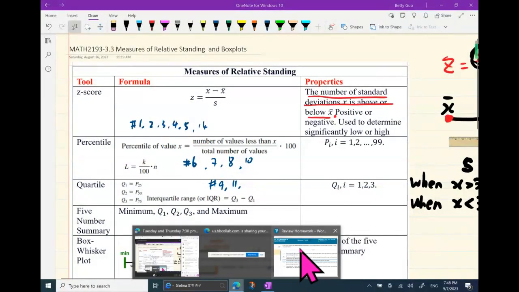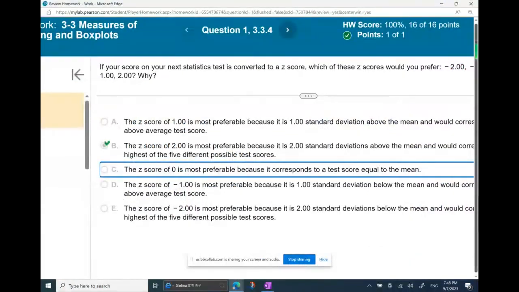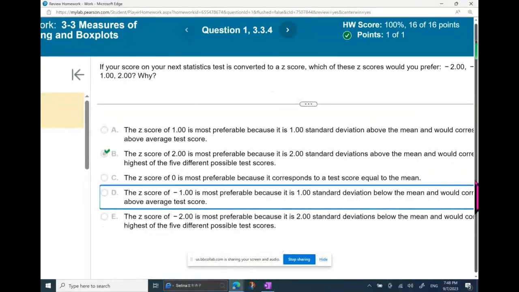Number one, let's look at this problem. If your score on your next statistics test is converted to a z-score, so your score here is x, we are going to convert your x score to its corresponding z-score. Why? Because from looking at the value of the z-score, we would know the relative standing of your score. Which of these z-scores would you prefer? We have -2.